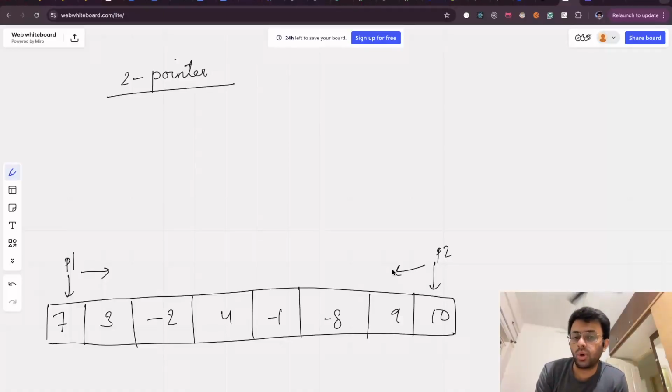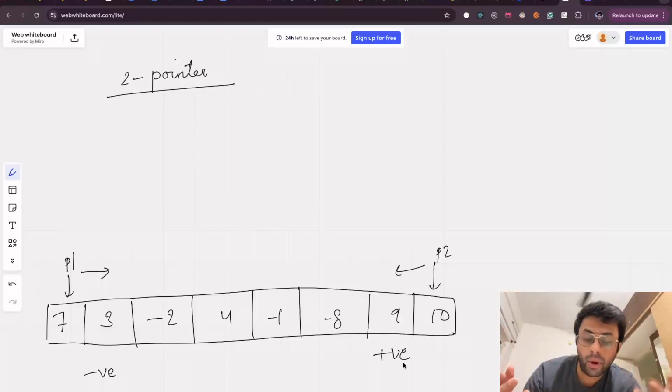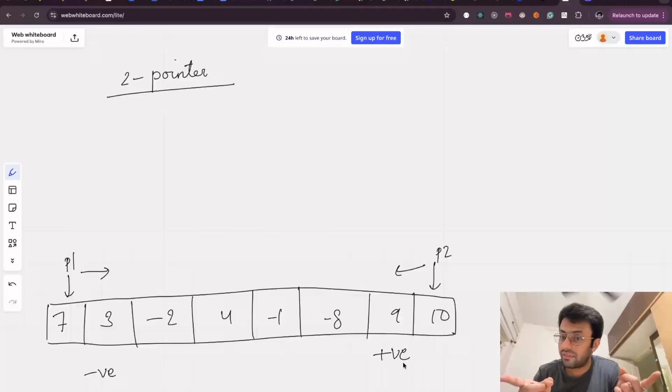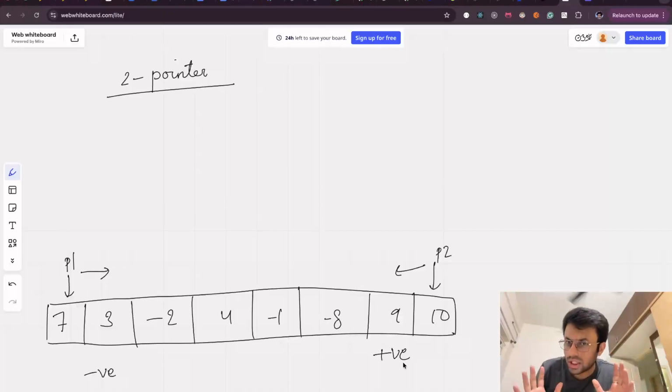And if you remember the code, the logic was pretty simple. What do I want? I want the negative elements on the left side and the positive elements on the right side. So if my pointer 1 comes across some positive element and my pointer 2, the right pointer, comes across some negative element, then both are wrong. Pointer 1 should have a negative, and pointer 2 from the right should have a positive. So if that is the case, then we swap them. This was the logic, isn't it?